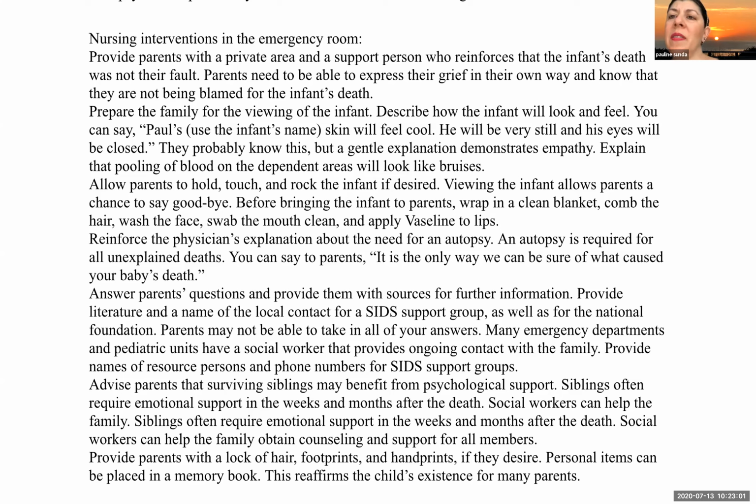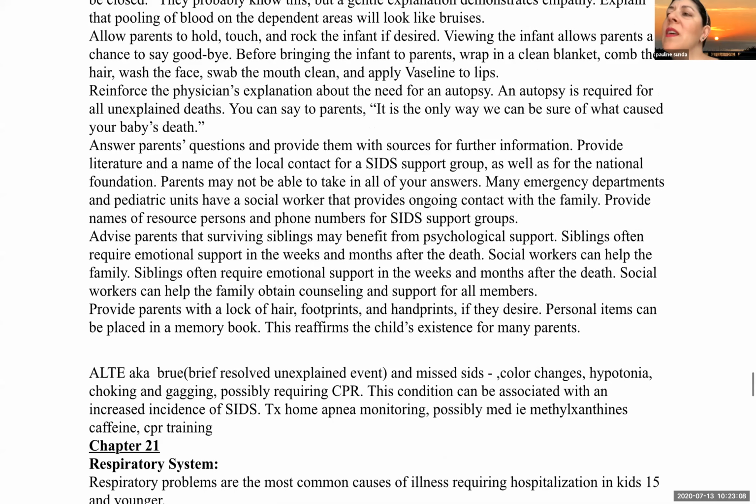Be very empathetic. Allow the parents to hold, touch, and rock the infant if desired. Viewing the infant allows the parents a chance to say goodbye. As a nurse, before bringing the infant to the parents, make sure the child is clean. Wrap them in a clean blanket, comb the hair, wash the face, swab the mouth, and apply a little Vaseline to the lips.